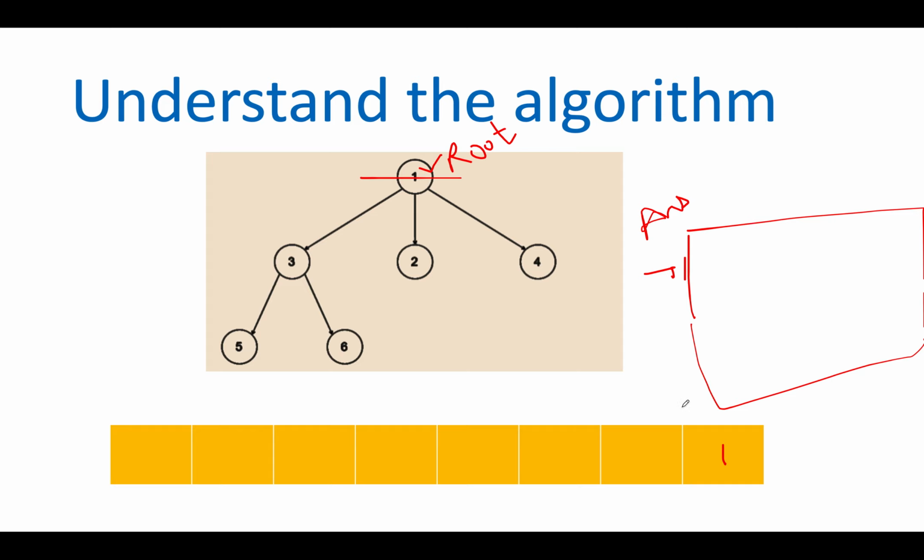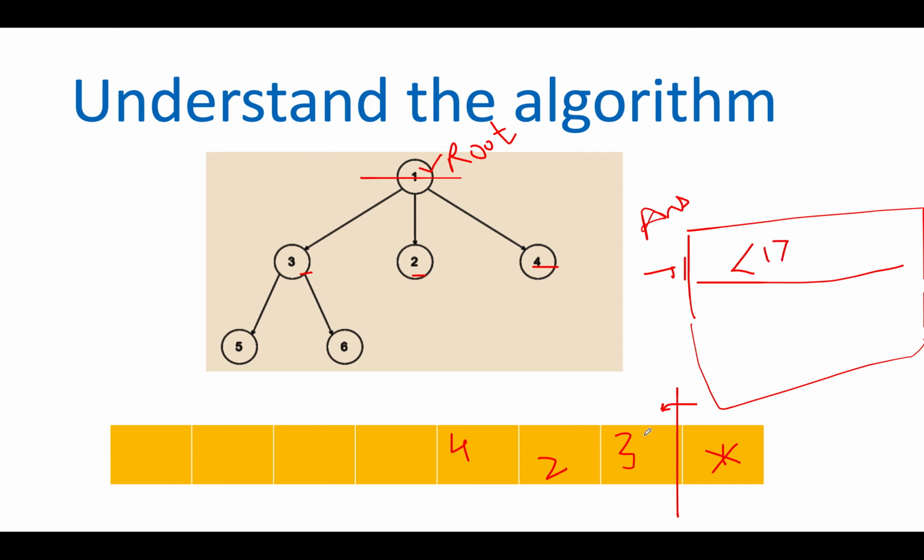Till the time my first level is not met, I'll pull out elements from that level. So 1 is extracted, it's pulled out. All its corresponding children are pushed into the queue. So first one we have is 3, then 2, then 4. All of them get added into the queue, and this marks the completion of one level. So we will add a new array list and it will have 1 in it.